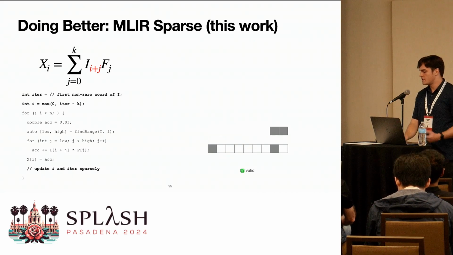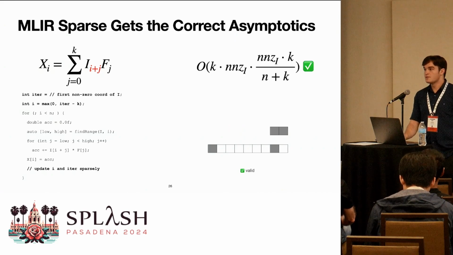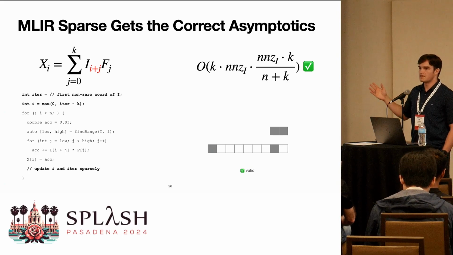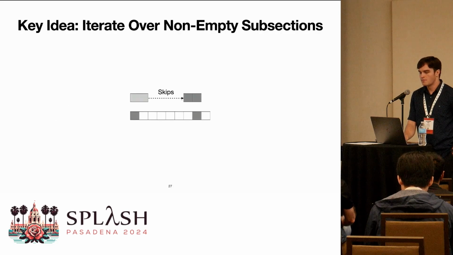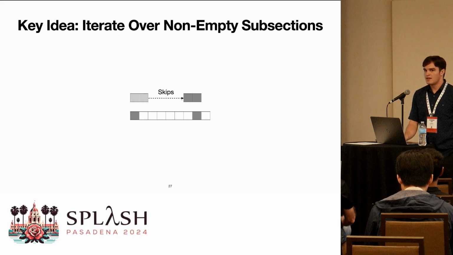And then we step forward. And this gets us a pretty nice runtime that is completely devoid of n. This is a runtime based on the number of non-zeros and the dense value k, which is typically far less than n. And this really highlights the key idea of this paper, which is that we want to iterate over non-empty subsections. And you can do that. And I'm going to show you how.